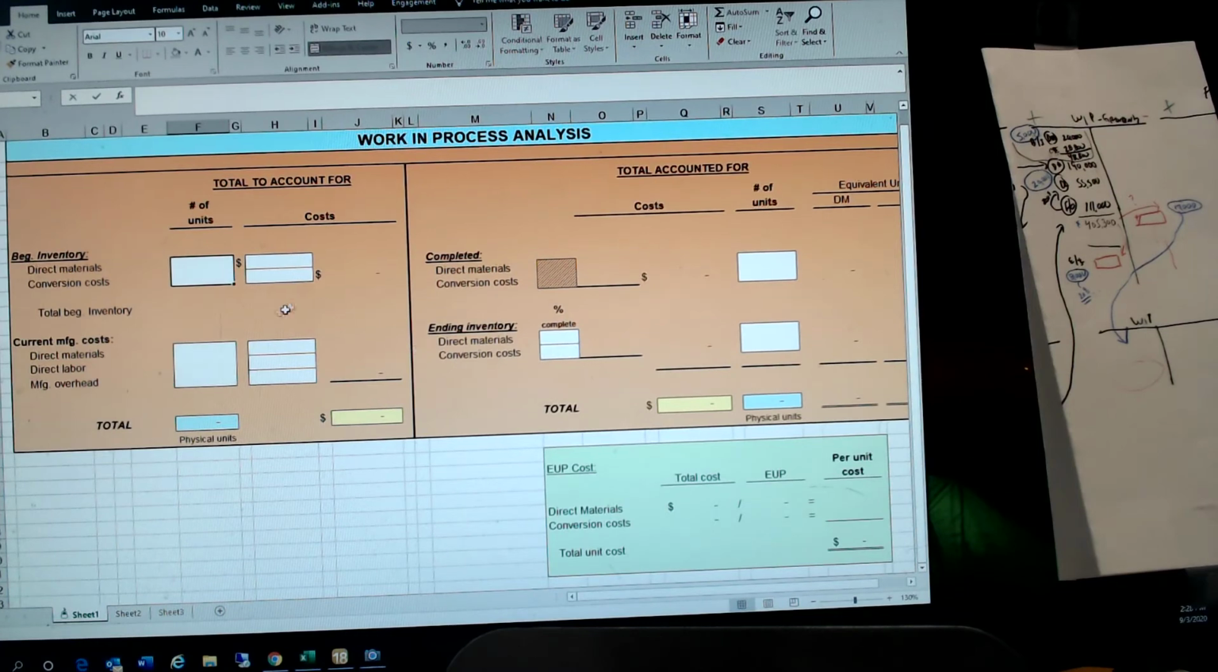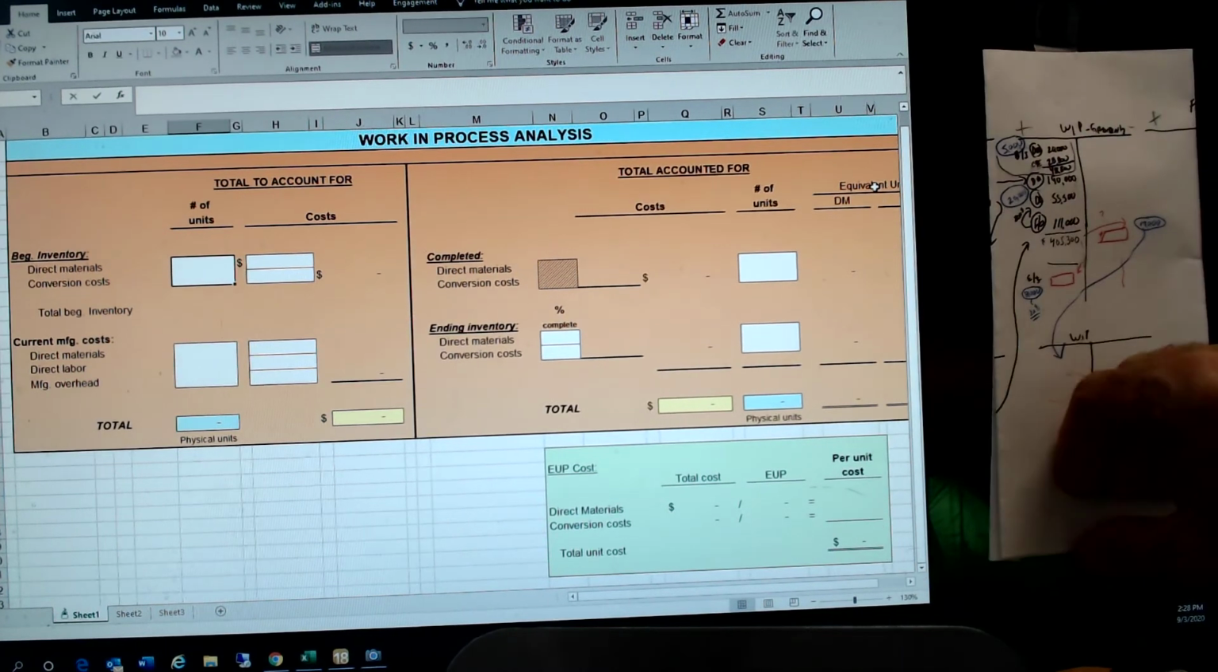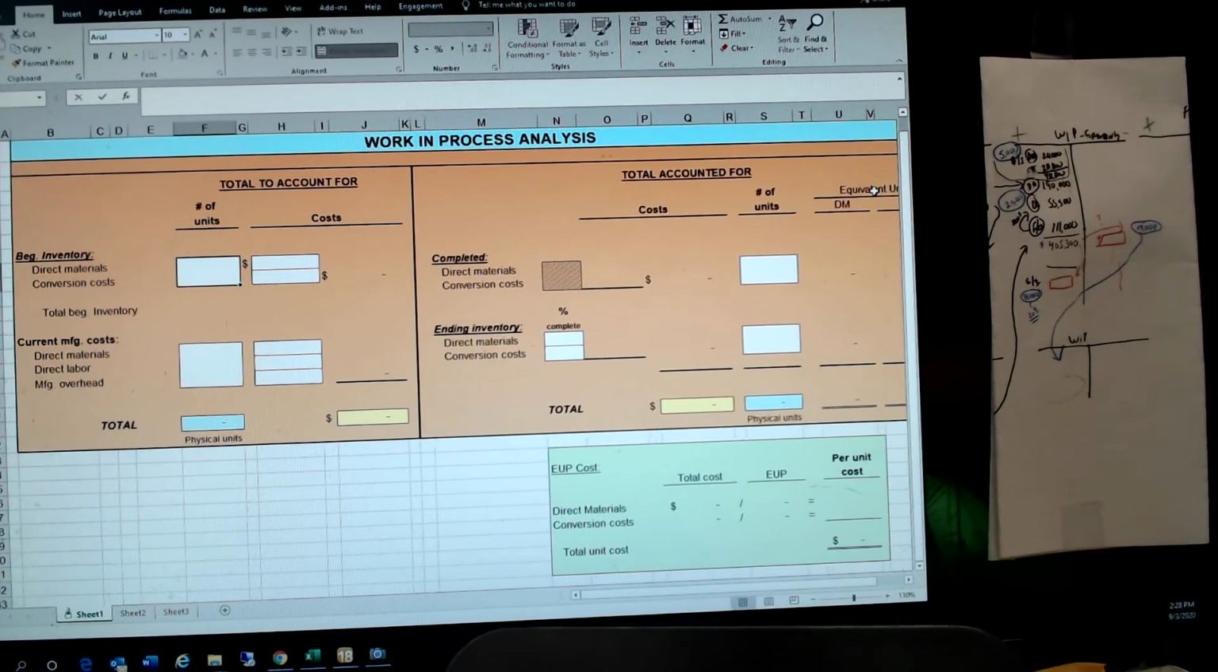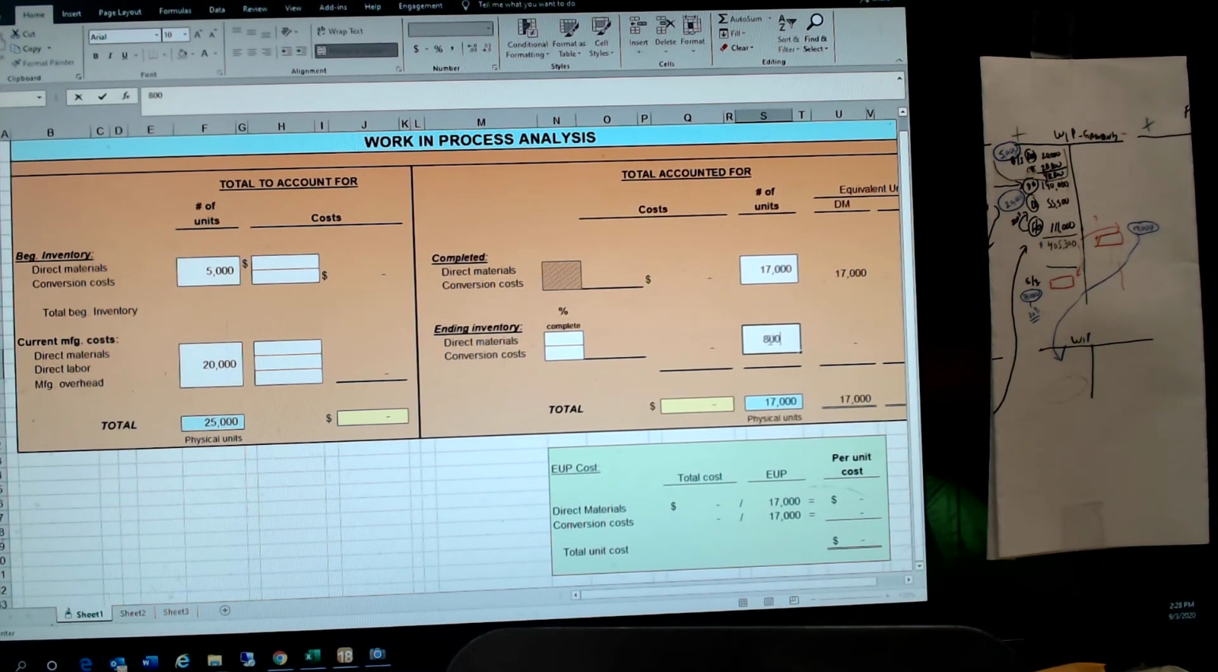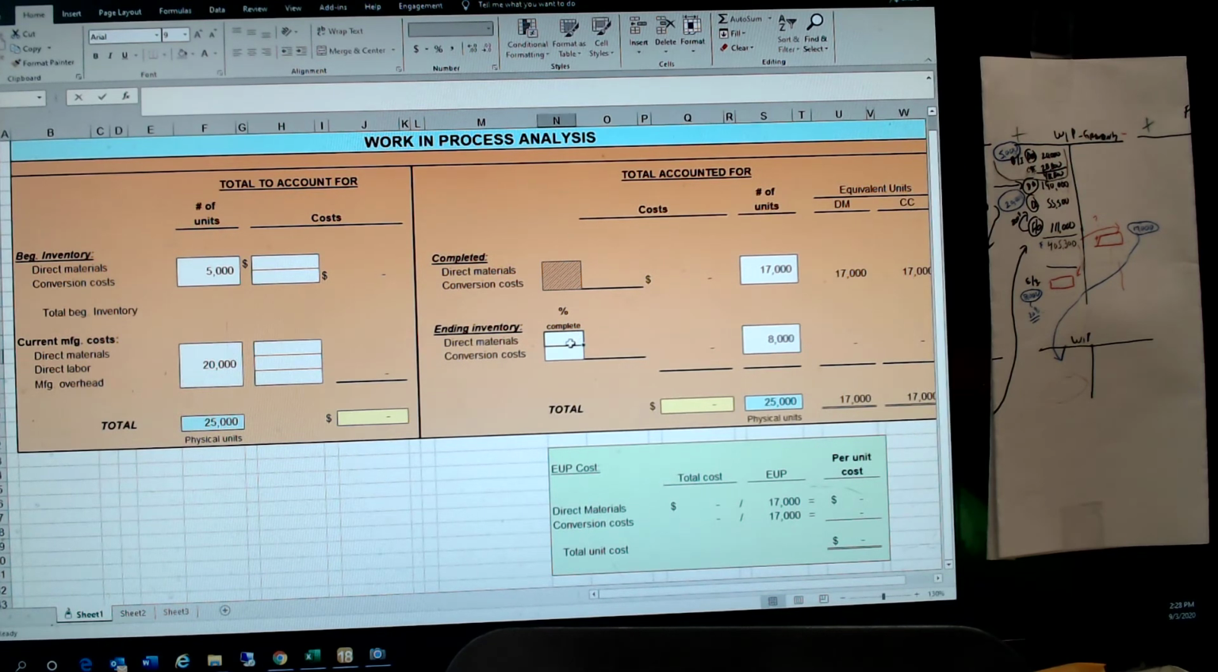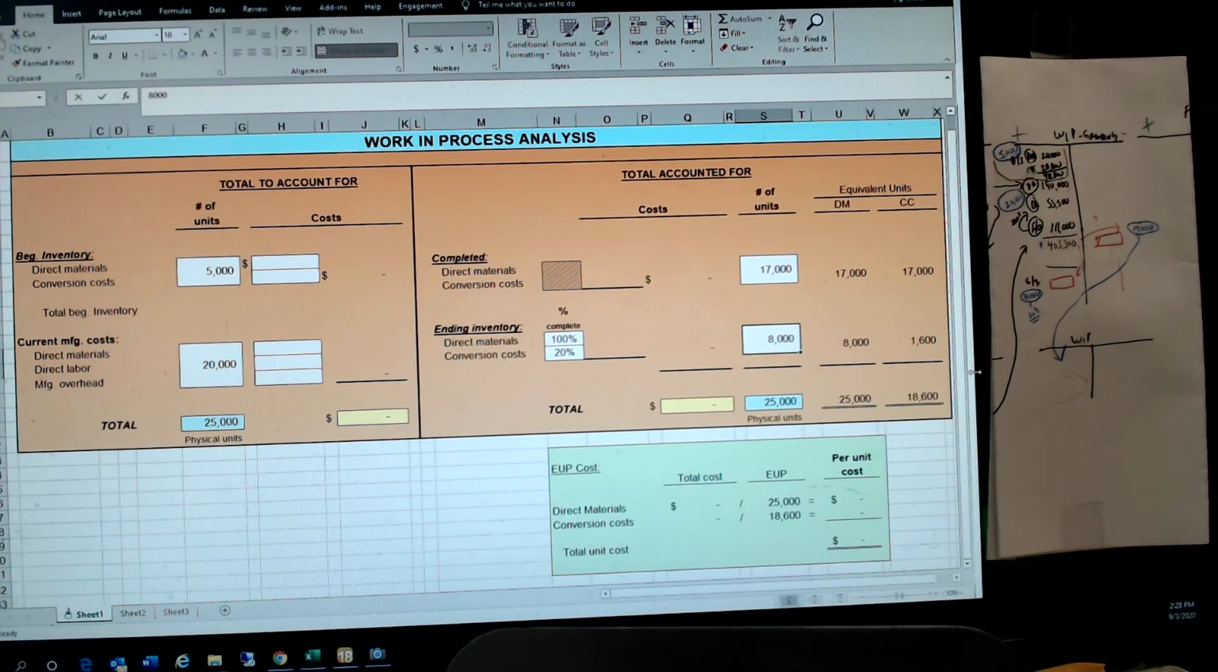This has all the formulas in it. It's the exact same problem. As far as the units go here, we began with 5,000 units. I started 20,000, finished 17, still have 8 that are 100% complete with regard to materials, 20% complete with regard to conversion costs. Already computed the equivalent units of production.